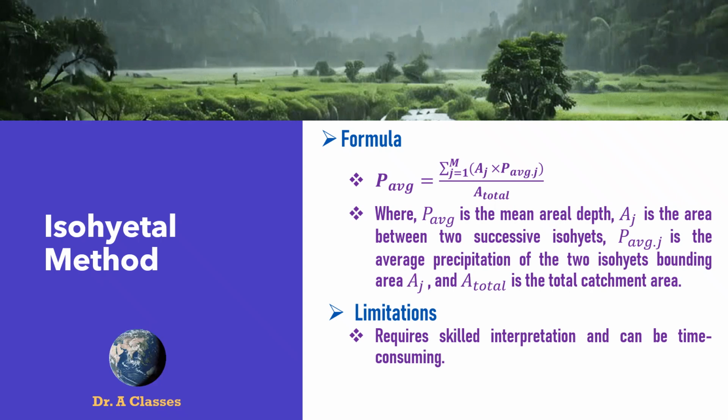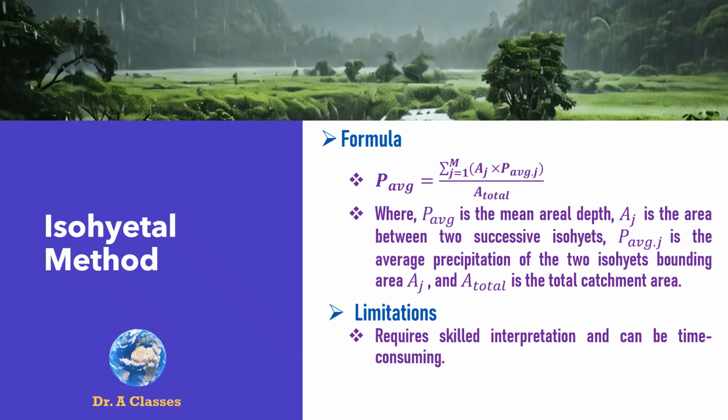The formula is P average equals the summation from J equals 1 to M of A J multiplied by P average J, divided by A total, where P average is mean areal depth, A J is the area between two successive isohyets, P average J is the average precipitation of the two isohyets bounding area A J, and A total is the total catchment area.